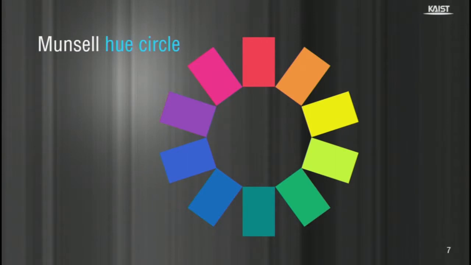Then, the other 5 hues are positioned in between. In sum, there are 10 basic hues that make up the hue circle of the Munsell color system. Again, the perceptual distance between any neighboring pairs is maintained to be identical.